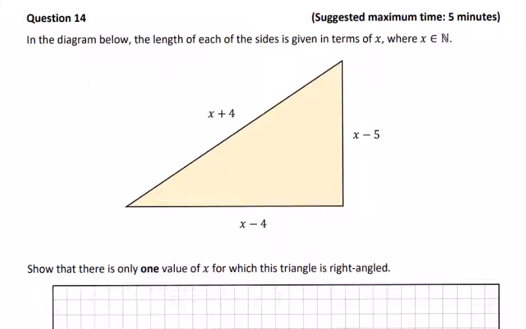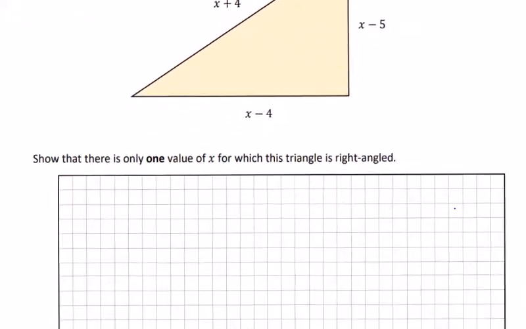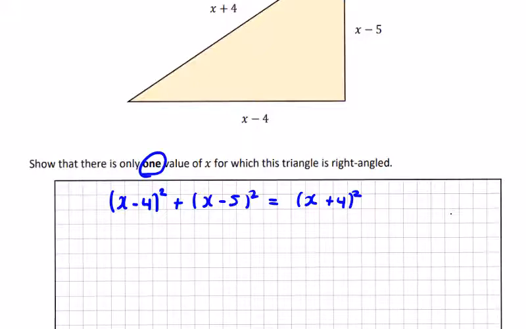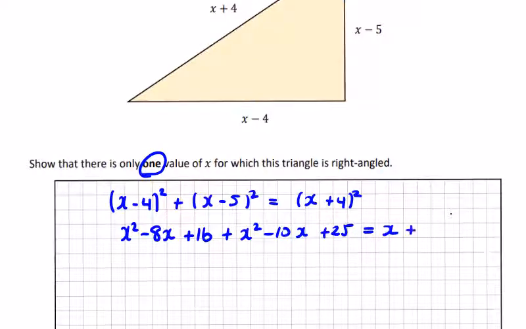And finally, if you haven't lost the will to live, we have another Pythagoras question. You know exactly what you're going to do here once you see these sides in terms of x: the 2 straight sides squared and added together is equal to the diagonal squared. Once you set this up and multiply it out, you're going to be able to show there's only one value for x for which this triangle is right angled. (x − 4)² + (x − 5)² has to be equal to (x + 4)².